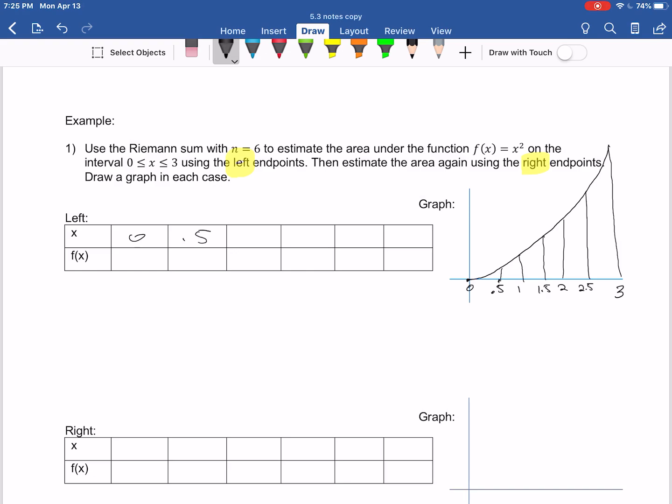So far this is what's happening. The first rectangle goes nowhere, okay? Because the left endpoint decides the height. And if I plug 0 into my function, f of x equals x squared, my output value is 0, right? So that tells you the height of the first rectangle is 0. But the next rectangle now has a height of whatever f of 0.5 is. f of 0.5, 0.5 squared, 0.25.